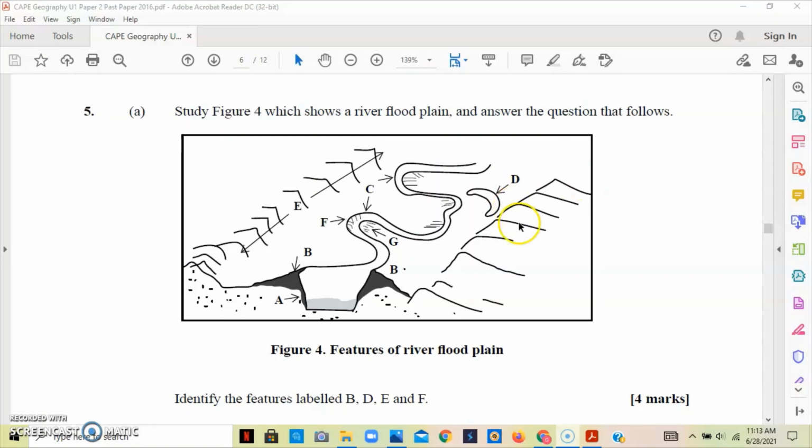So when the water in the channel approaches the meander, because of the bend in the river, it will not just flow straight through. What will happen is that the water will crash into the bank here, and undercutting will take place, basically forming the river cliff.